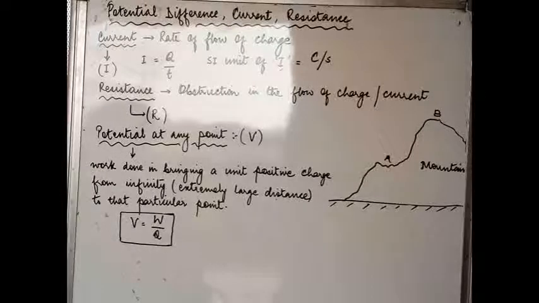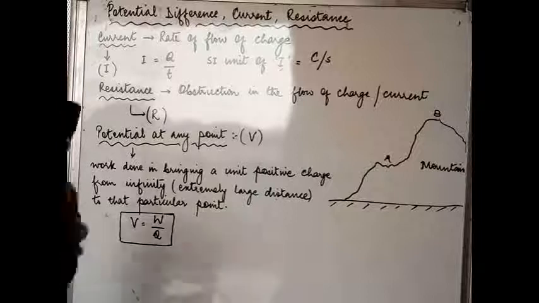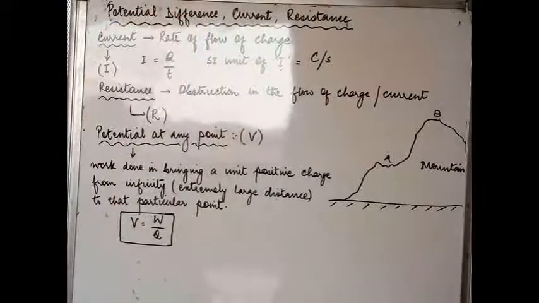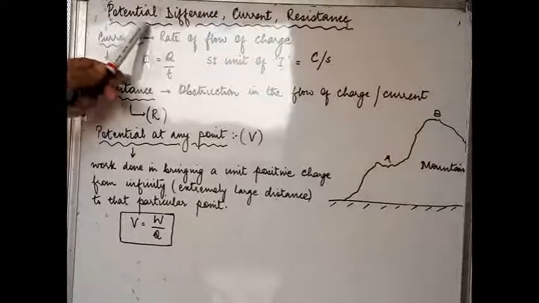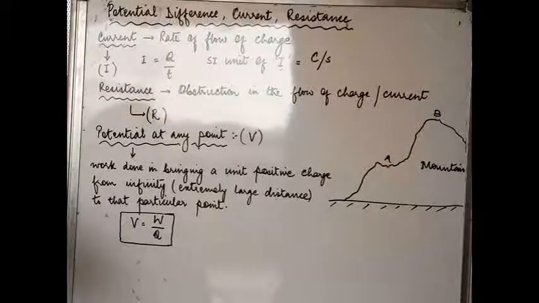Now let's have a look at what I have written over here. For studying this chapter, current electricity, obviously the main term that you have to understand is current. But for an in-depth understanding of current, you must first understand the term potential difference, and then obviously another term, which is resistance. So let me first start with the current.